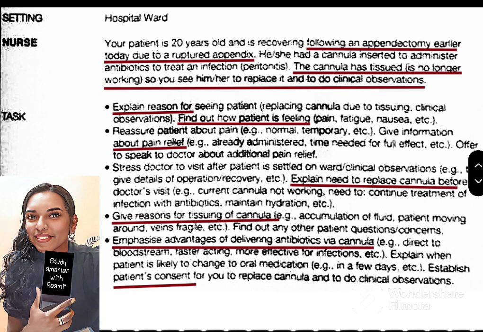Okay, fine. Then we can say, okay, Mr. John, I hope I have clarified all your doubts. If you don't have any other question, may I proceed with replacement of the cannula and your clinical observation? So that is establishing the patient's consent. You have to ask in that way. If you don't have any other question, may I proceed with replacement of the cannula and clinical observation with your consent? That's enough. Then the answer will be, yes, of course you can. Then we can say thank you. So that is the winding up of this role play card.